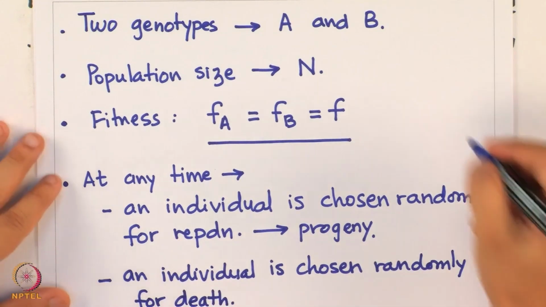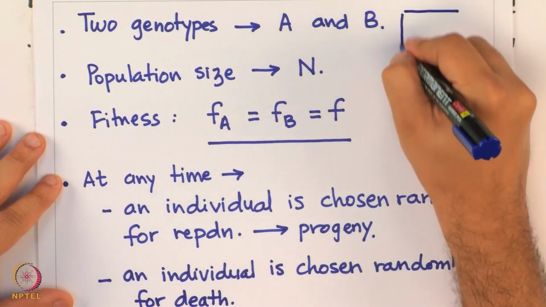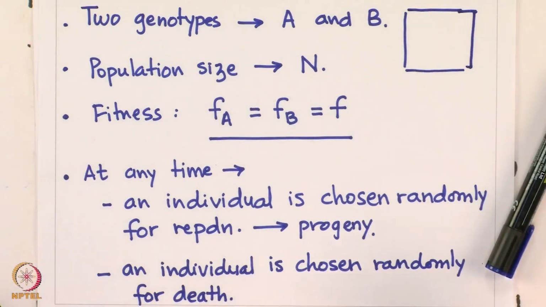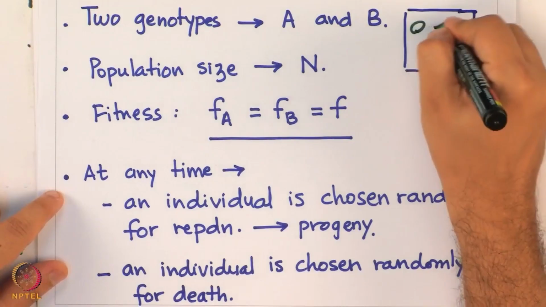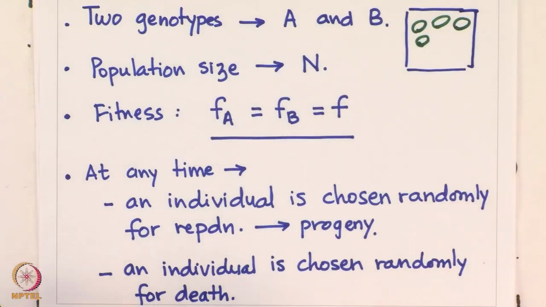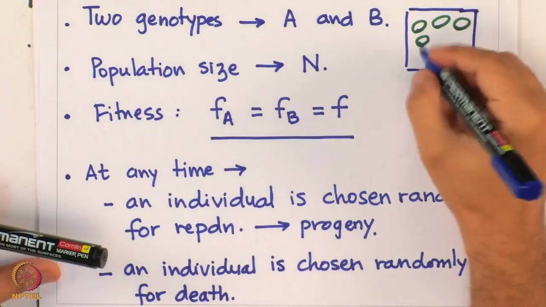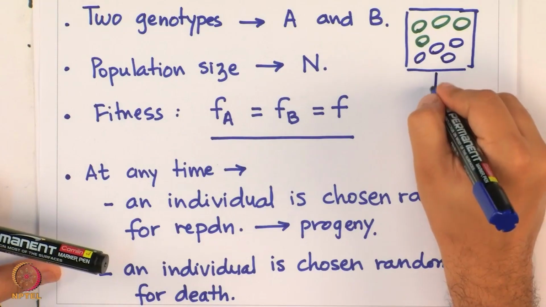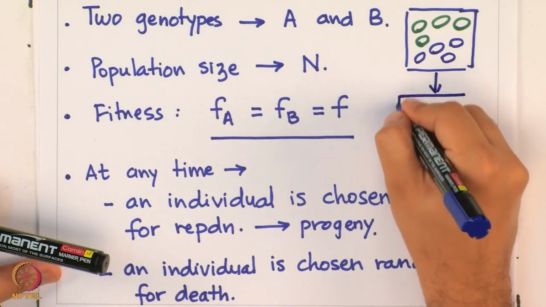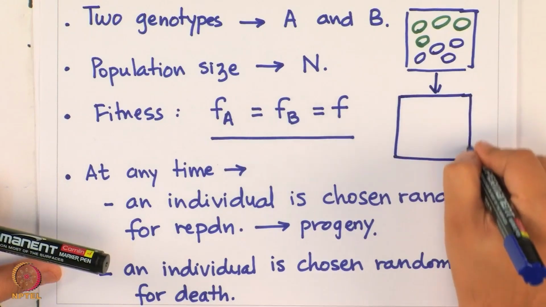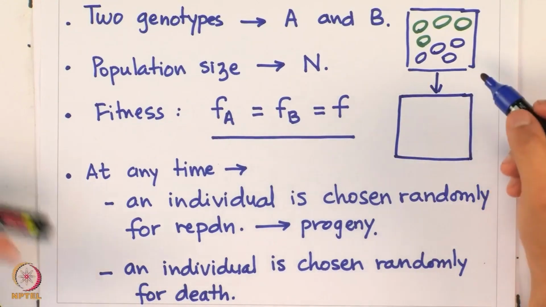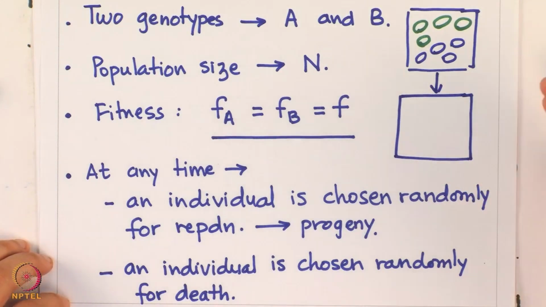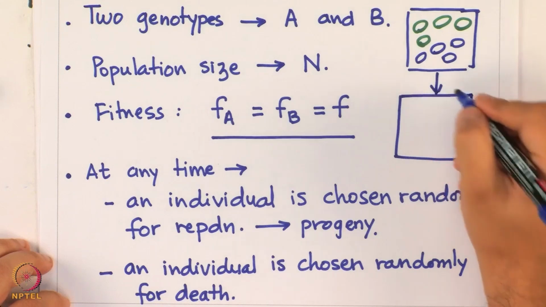So what's happening is that at any given point in time, if this is my system at time t, and the population makeup of my system at time t looks like this: I have a bunch of genotype A represented by green and genotype B represented by blue. What I am going to do at this time step is select an individual randomly, and the selection of that individual will mean that this is the individual which has given rise to the progeny in this time interval that I am talking about.